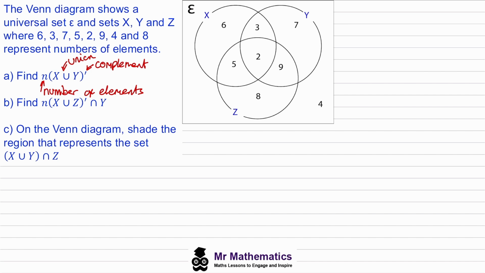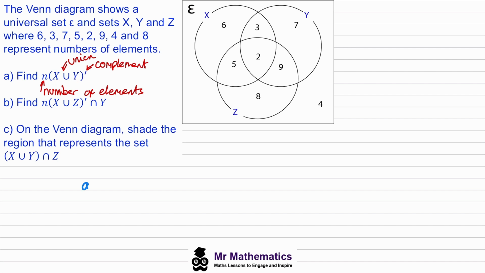Then for part A, the number of elements is n, where x is in union with y, and for this union we can think of an OR, so x or y, and then this dash symbol means the complement, so we're looking at the opposite of this. We can think of this as not, so not x or y.